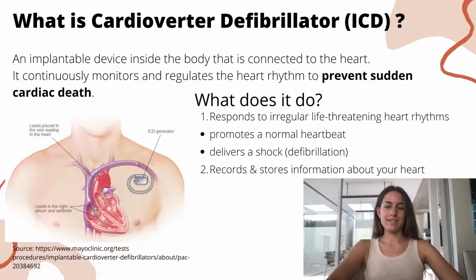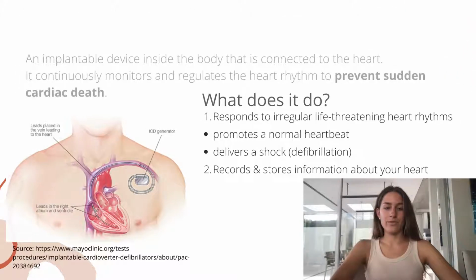It has two purposes. Firstly, it responds to irregular life-threatening heart rhythms. It promotes a normal heartbeat by correcting a fast or slow rhythm, and it can deliver a life-saving shock, defibrillation, that will reset a heart rhythm to prevent sudden cardiac arrest. The ICD also records and stores information about your heart for your doctor to review.